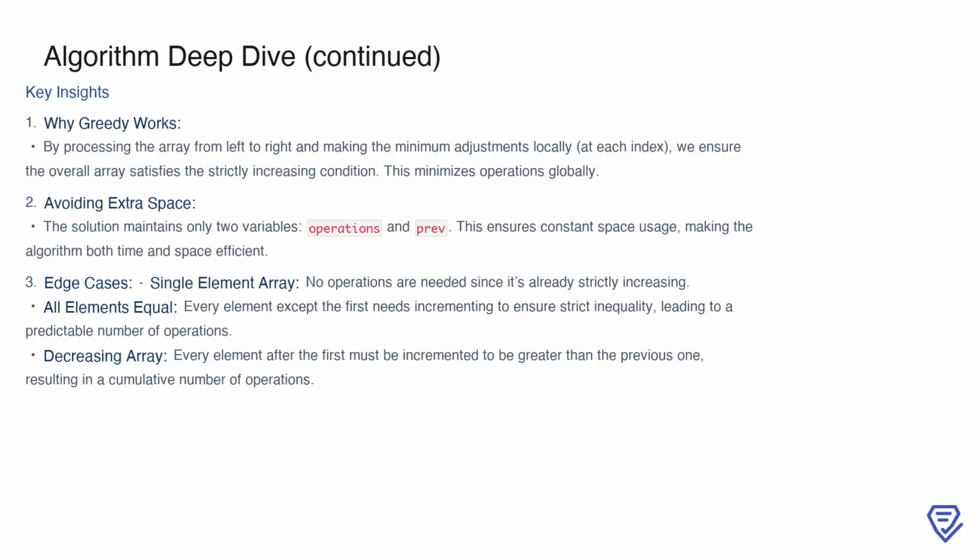Another advantage of this approach is its use of constant space. We only maintain two variables, operations to count the increments and previous to track the previous element's value. This makes the algorithm both time and space efficient.